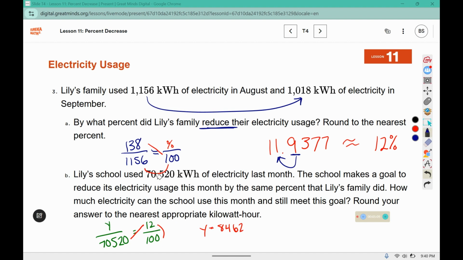They want to reduce their 70,520 by 8,462. So we'll subtract 8,462 from their current usage, and that means they can still use 62,058 kilowatt hours.